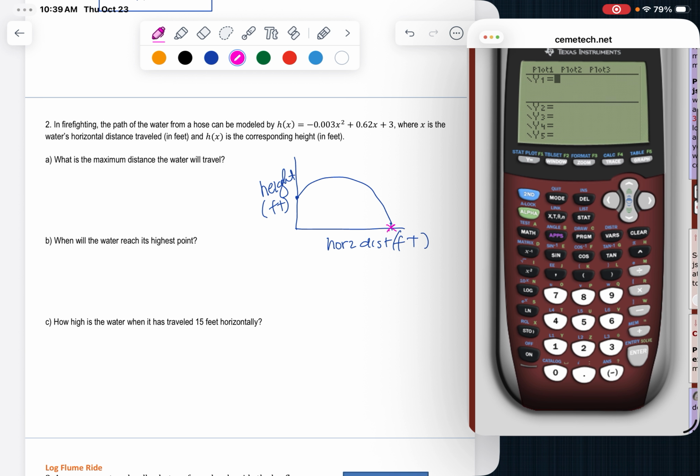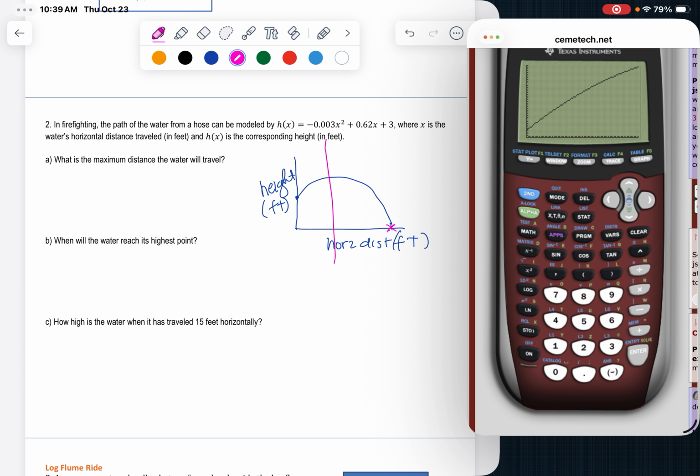I got -0.003x squared plus 0.62x plus 3. Okay, if I hit graph right now, it's gonna put it on the exact same graph paper that I just used. Maybe it'll fit. I'm gonna hit graph and see what happens. Close, but no cigar. So it's got about half of it. It went to like here-ish, let's say.